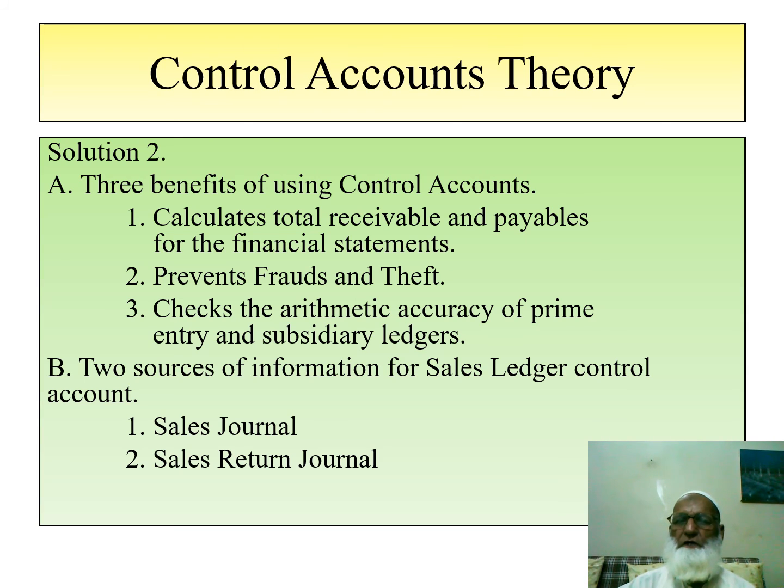3 benefits of using control accounts. Calculate total receivables and payables for financial statements. Prevents fraud and theft, as the accuracy would definitely allow us to find out if there is something wrong with the figures. Checks the arithmetic accuracy of prime entry and subsidiary ledgers. Number 2 requirement is 2 sources of information for the sales ledger: sales journal and sales return journal. These are the 2 prime sources of information to prepare the sales ledger control account. Now to the next slide.